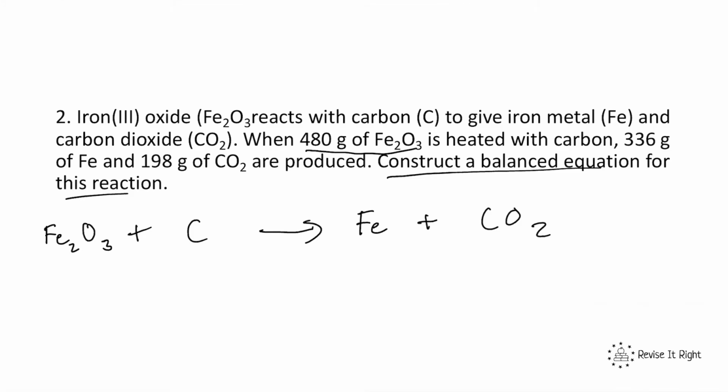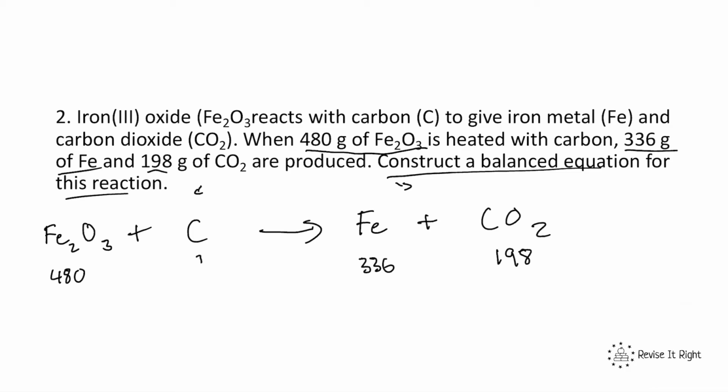So 480 grams of iron oxide, so we're going to write that here, 480, is heated with carbon. It doesn't tell us what that is, so we're going to need to work that out. And it produces 336 grams of iron, so we'll write that underneath iron, and 198 grams of carbon dioxide, so 198 grams there. Now again, we know that the mass of the left hand side needs to equal the mass of the right hand side, so we can work out what this mass is here.